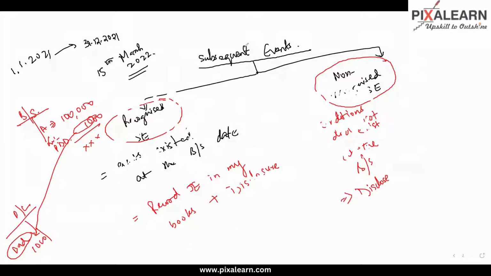US GAAP is very clear. If certain events have already happened, for which you get new information before the financial statements are issued, we will behave as if that information came to us before 31st December 2021. So in my accounts receivable, let's say this guy paid you nothing. You will simply knock off A and it will increase the provision in your books. As simple as that. Basically, reflect that event as if that event existed at 31st December 2021.